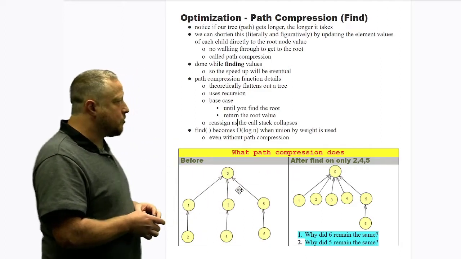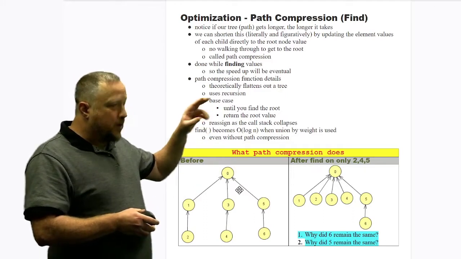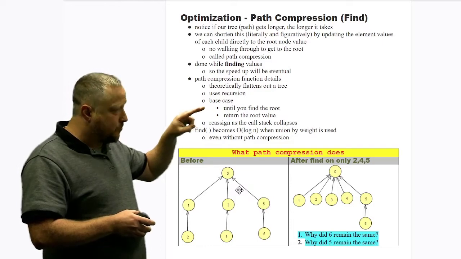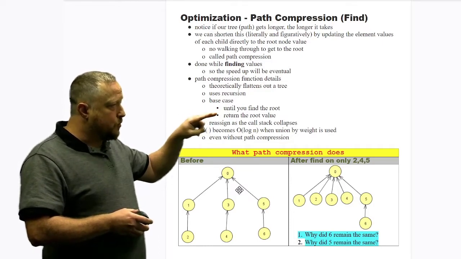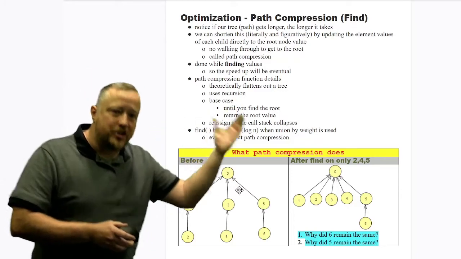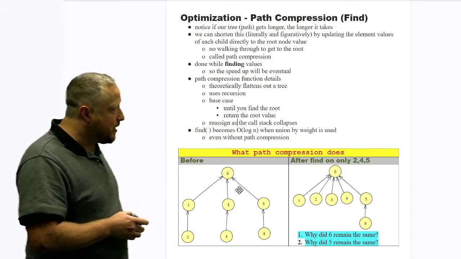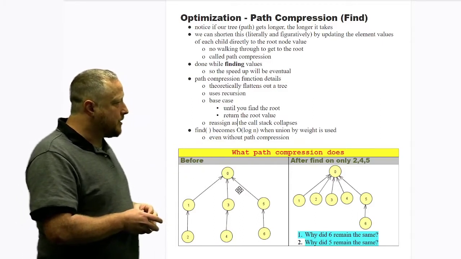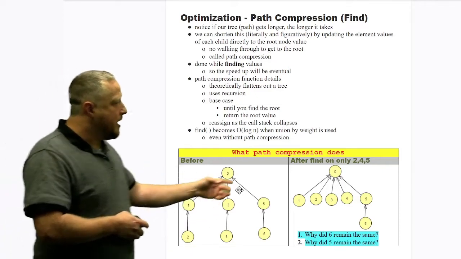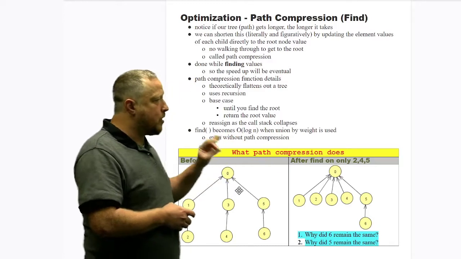For example, in this one right here, when we do the path compression, it's going to use recursion. And the base case is, until you find the root, you're going to return the root value, and it's going to reassign the value to each and every node that it went through to get there at the very end, when the stack collapses. So in this example, here was the before picture, and this is after we do a find on the values 2, 4, and 5.